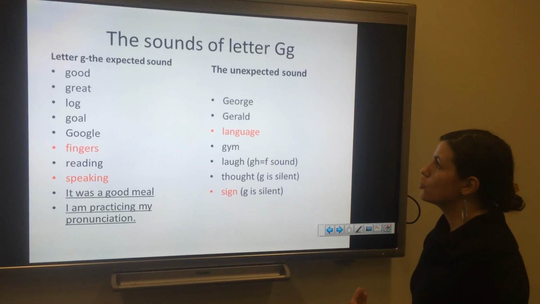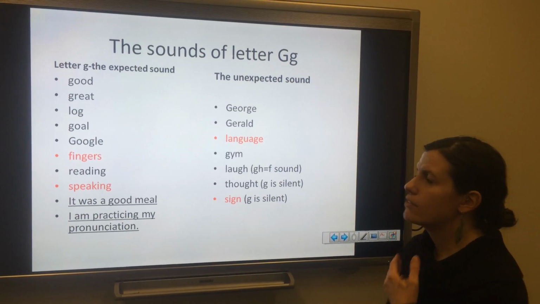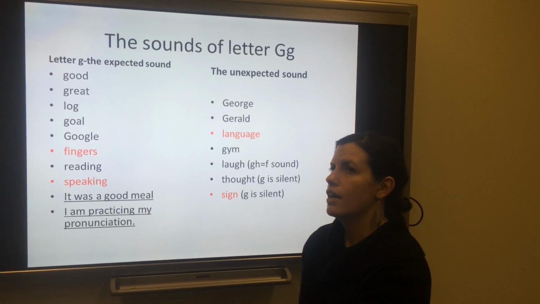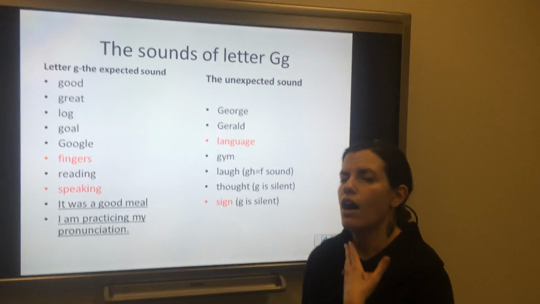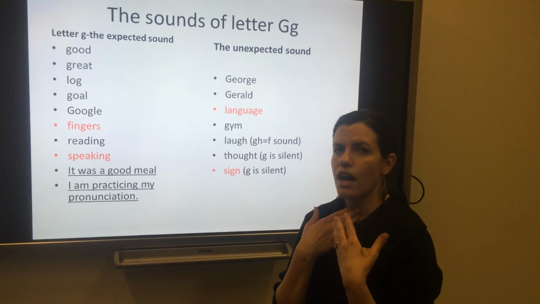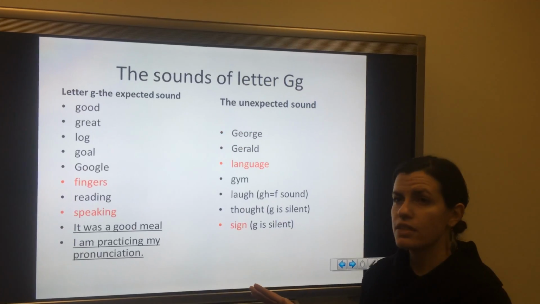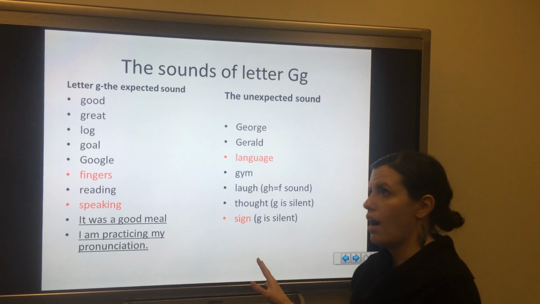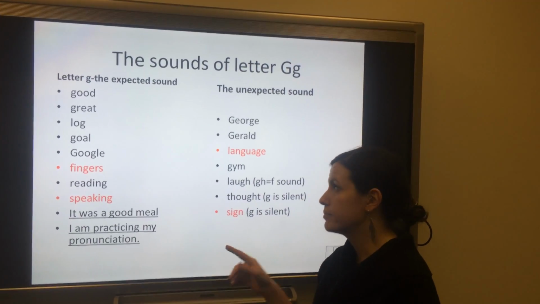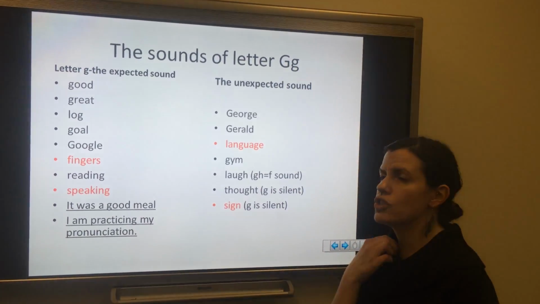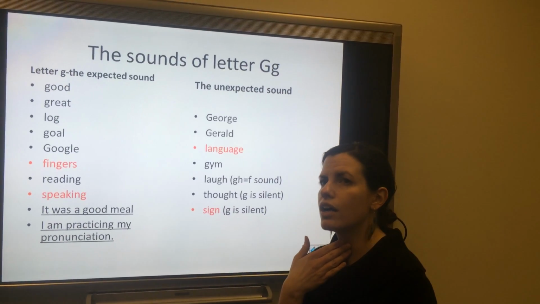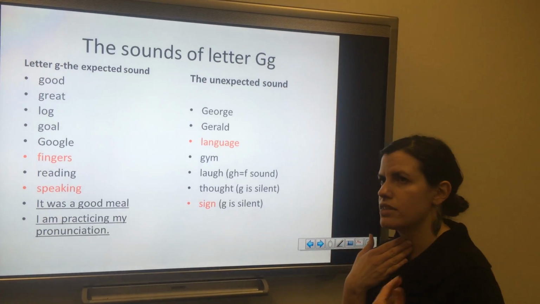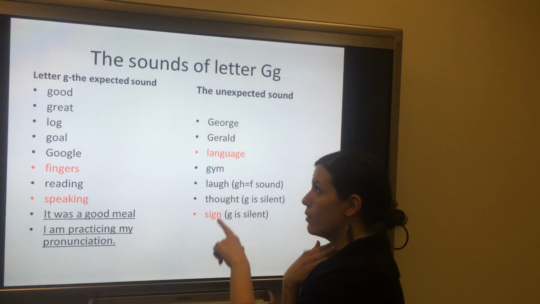Okay, the sounds of letter G. The expected sound is the G sound. Now, in a lot of pronunciation videos, you'll hear people talk about voiced and unvoiced sounds. I think that's a whole different lesson, so I'm not putting it in this video, but if you say the G sound, you can feel it in your throat. Put your fingers right here, G. You can feel it. Okay, that's how you know you're pronouncing it correctly with this sound.